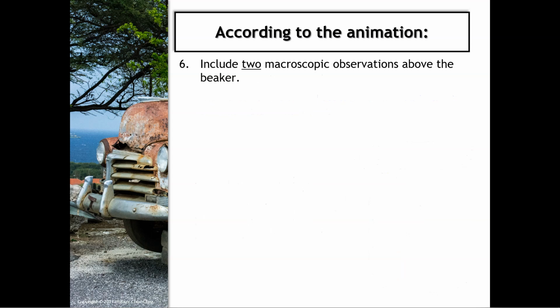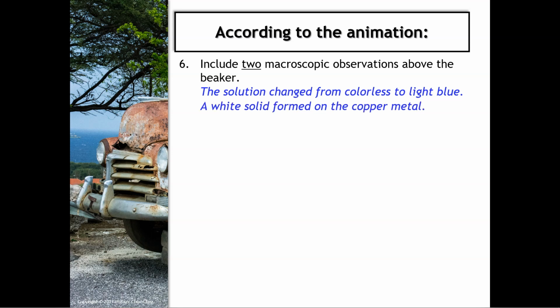Now it asks you to include 2 macroscopic observations above the beaker. On your paper, you should have written that the solution changed from colorless to a light blue. And then you should have written something about a white solid or some sort of solid formed on the copper metal. Those are examples of macroscopic observations.